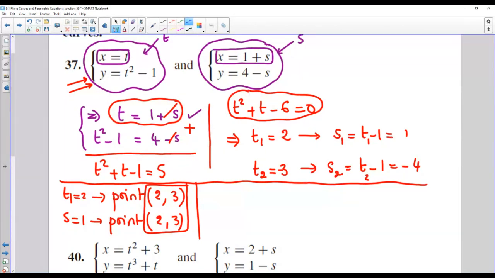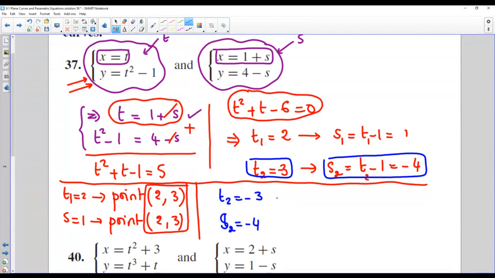Then there is also the other situation where T2 is -3 and S2 is -4. We substitute in the first curve. So what do we get if we substitute in the curve with the T? What point are we getting then? Did I lose you here? Are you lost, or are you still following?